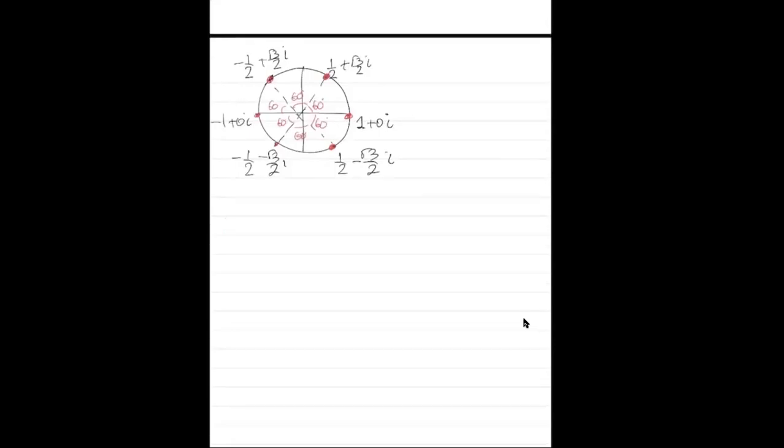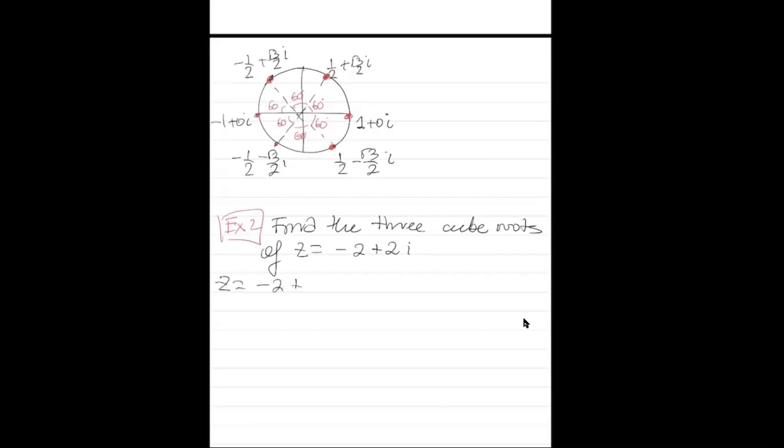So another example, example 2, find the 3 cube roots of the number z equals negative 2 plus 2i. So a number z is in a standard form, but to use a formula for finding roots, we need to write it in the trig form.